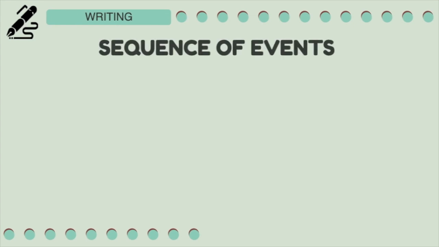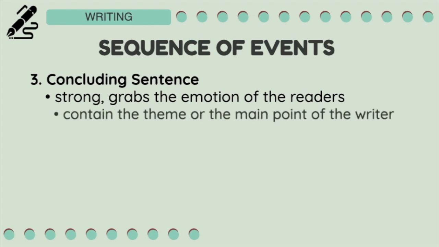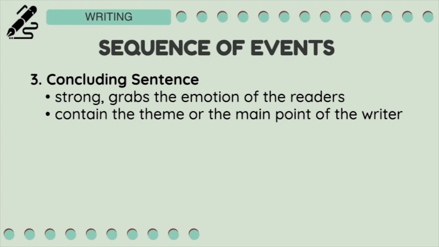The last sequence of events of a narrative paragraph is concluding sentence. A narrative paragraph ends by restating the topic sentence. It grabs the emotions of the readers and evokes the story's theme. This should contain the theme or the main point of the writer in telling the story. Here is an example of concluding sentence of a narrative paragraph.